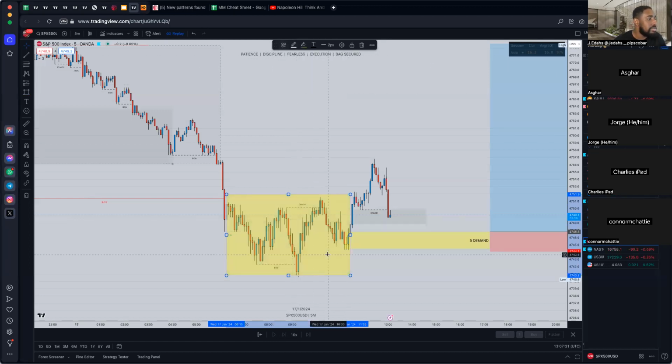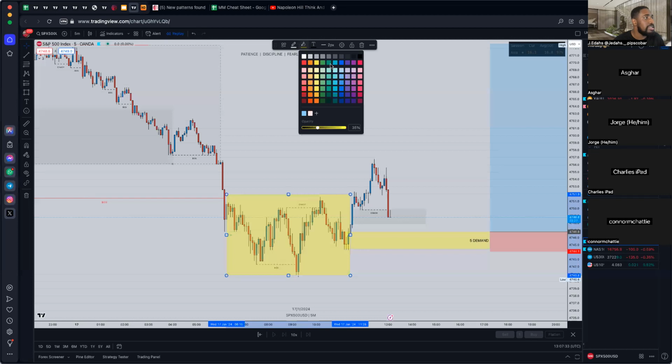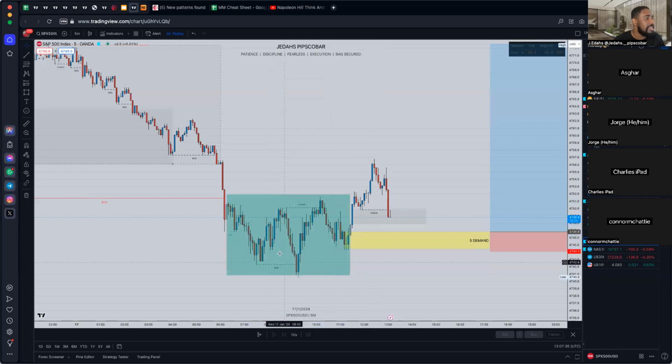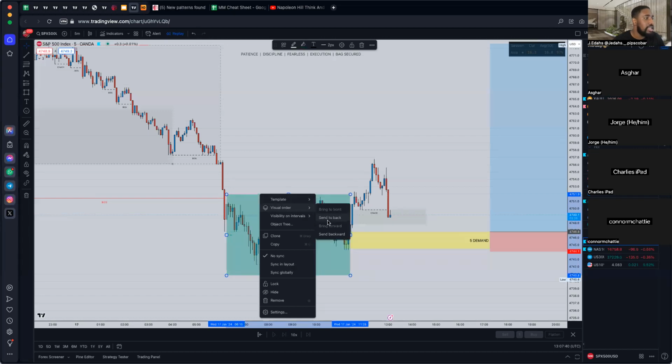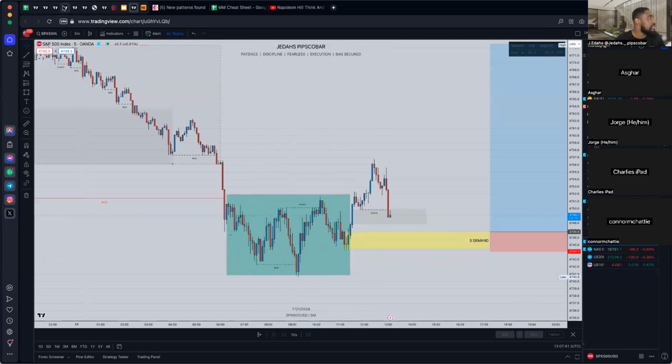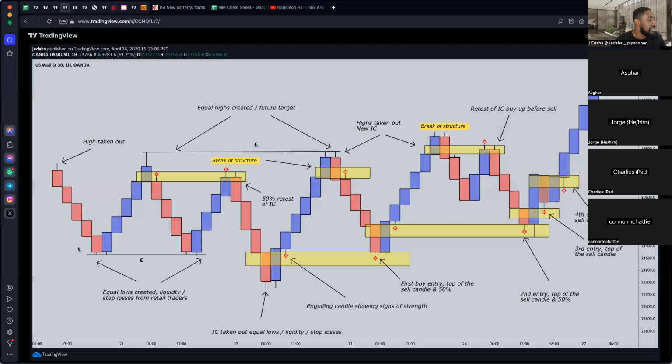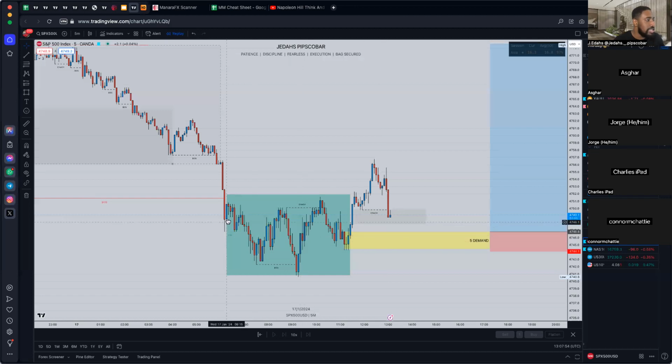Let me just box that up and put that as, let's make it green. Actually, no, that's ugly green. But anyway, we've done that accumulation now. So as you can see, this looks like this. Again, low's been taken out, boom, boom. This is what you call accumulation. This is when price is trying to reverse and go to the opposite side. We've literally done that here.